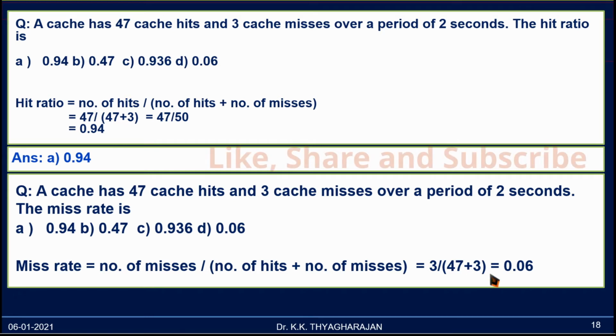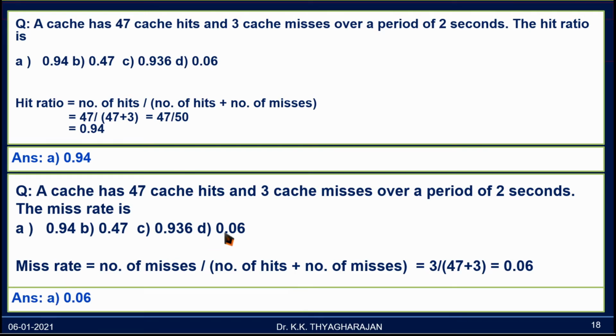Now if you observe these two answers, the hit ratio is 0.94. So the miss ratio is 1 minus 0.94, that means 0.06. You should understand that the sum of the hit rate and miss rate will be equal to 1. Anyway, in this case, the correct answer is D.